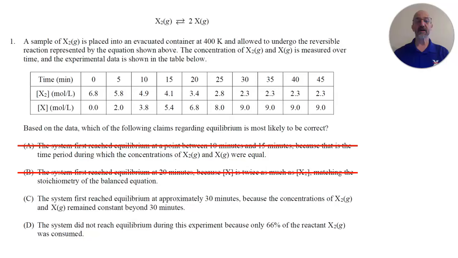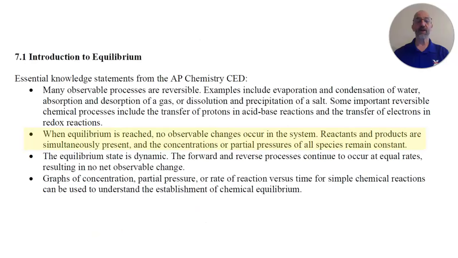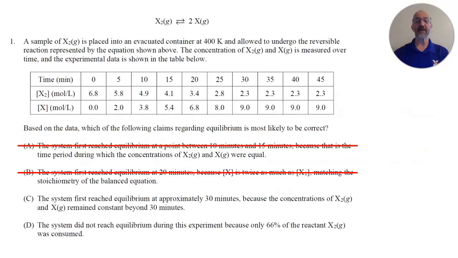Before I show you the details of choice C, I will remind you of one of those essential knowledge statements for topic 7.1. It says that when equilibrium is reached, no observable changes occur in the system, reactants and products are simultaneously present, and concentrations or partial pressures of all species remain constant. This part is described in the table in question 1. If you focus on the period of time where the concentration of reactant X2 remains constant, that would be from 30 minutes onward, and also the concentration of the product X remains constant.